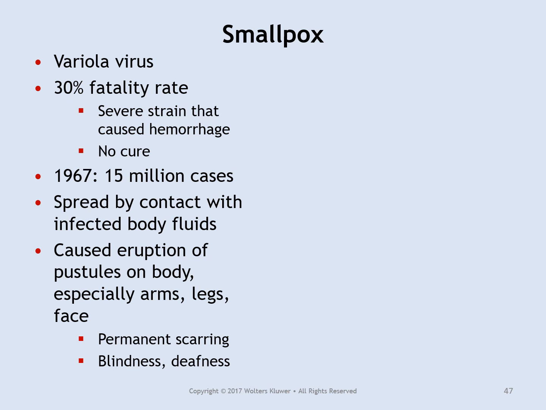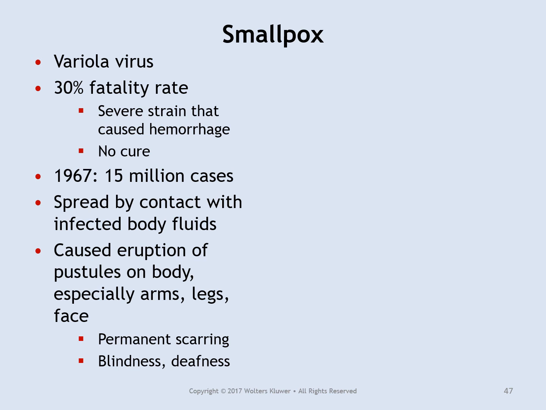This is not the same as chickenpox. Chickenpox is herpes zoster. Smallpox is variola. It has about a 30% fatality rate. So you and two of your best friends get smallpox, one of you dies. That's really high fatality rate, all things considered. There is also a very severe strain of smallpox that would cause hemorrhage as well. There's no cure for smallpox.